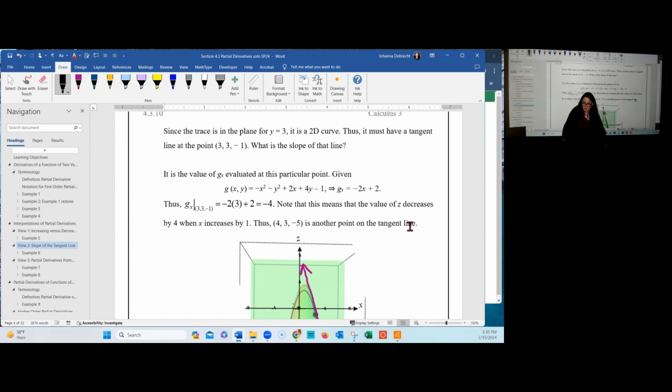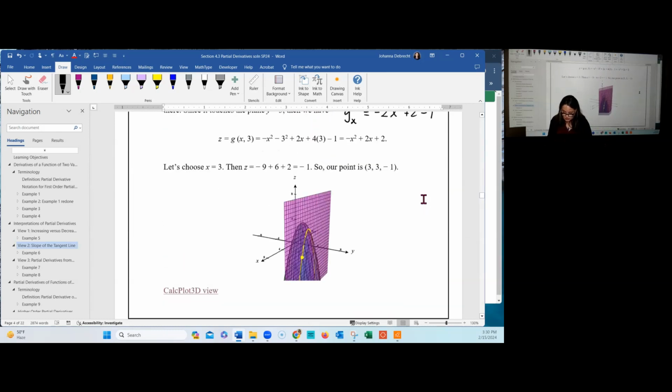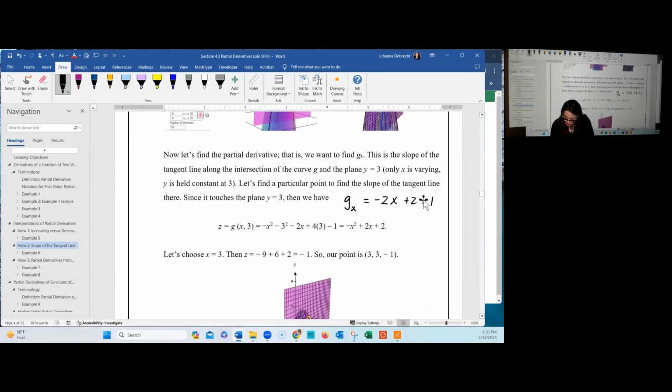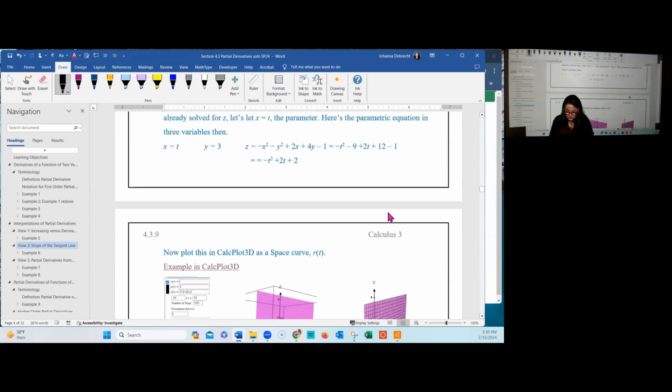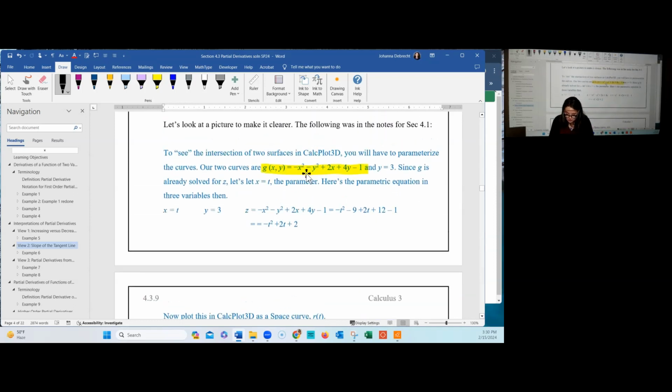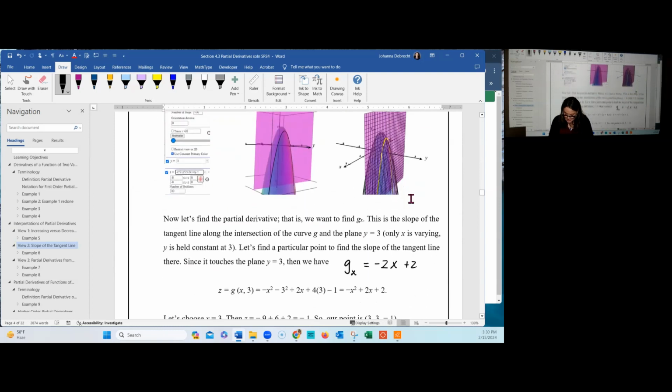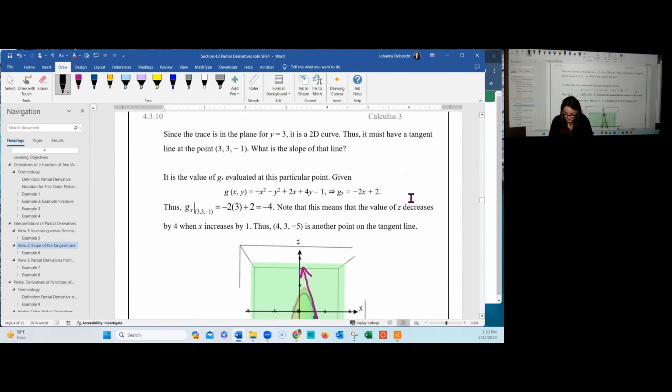How did I get a negative 1 before? That must have been an error. Oh, yeah. I don't know where the negative 1 came from. That's what happens when you're trying to go from one page to another. The function should have been negative 2x plus 2. Yes. There, much better. Okay.